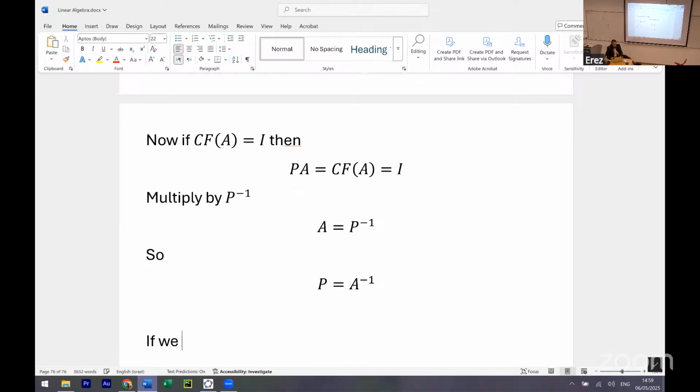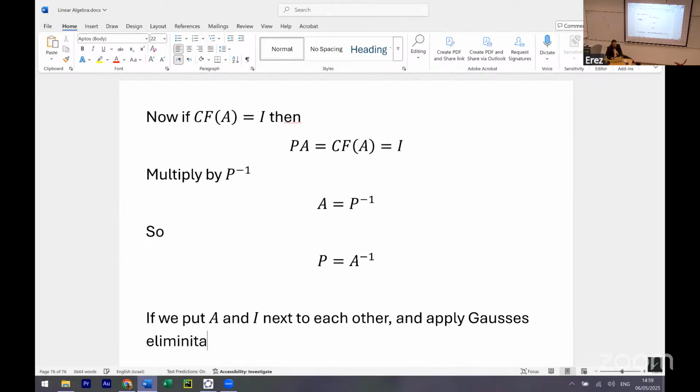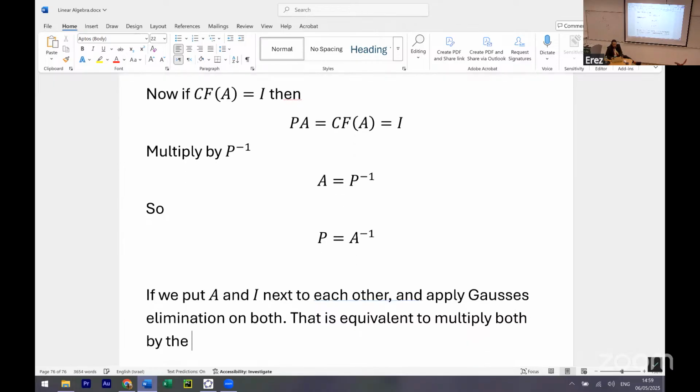if we put A and I, the identity matrix, next to each other, and apply Gauss elimination, the same operations on both, that is equivalent to multiplying both by the elimination matrix P.